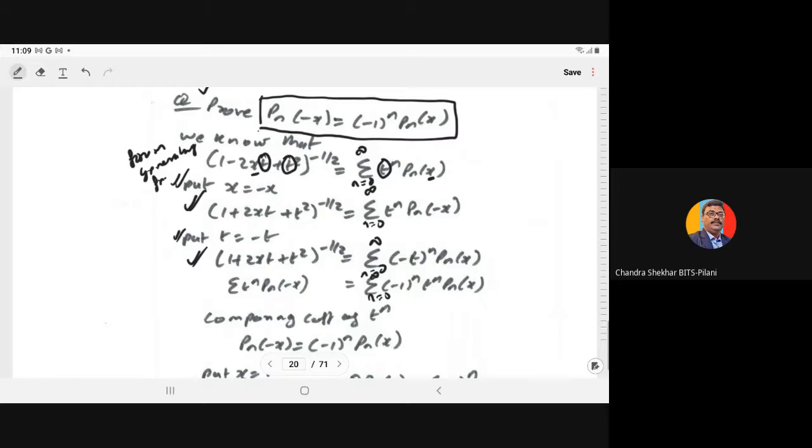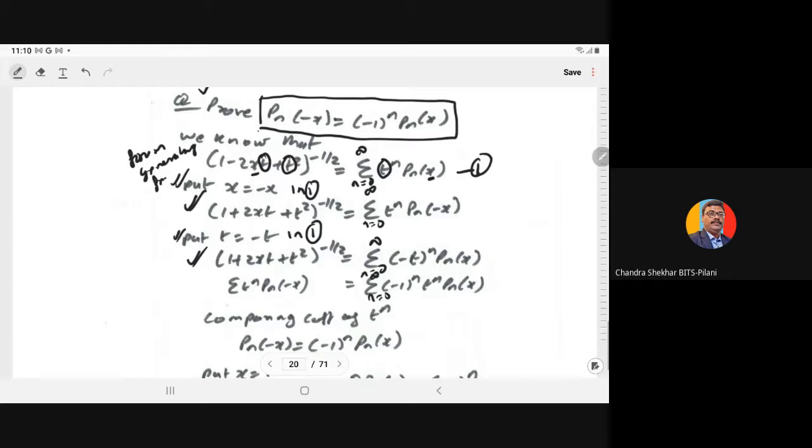One, already it is 1 minus 2xt, no? No, not in this, in the main equation only. We are taking the same equation, right? So in this case, the left hand side is the same in both equations. This implies that the right hand side are also equal.